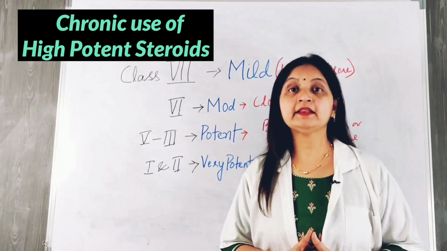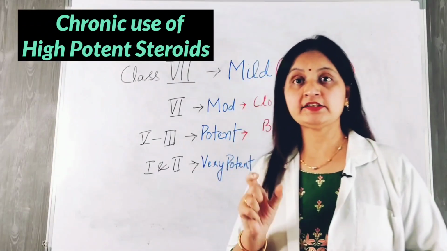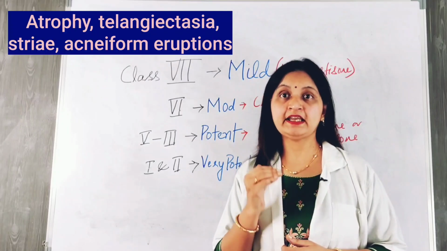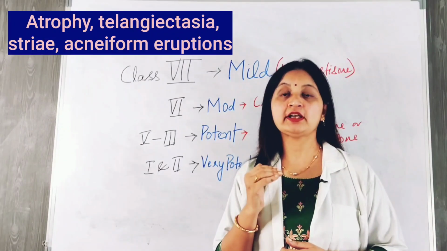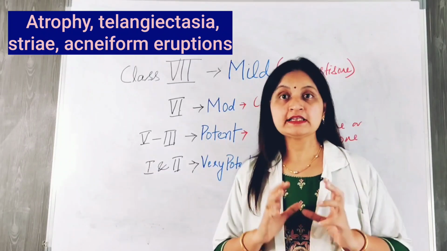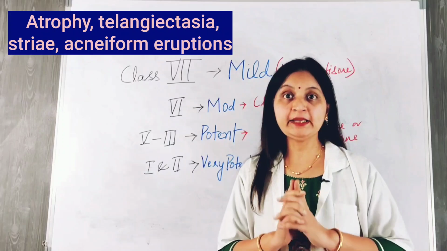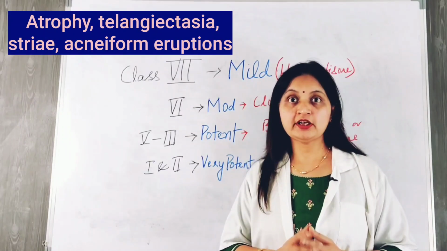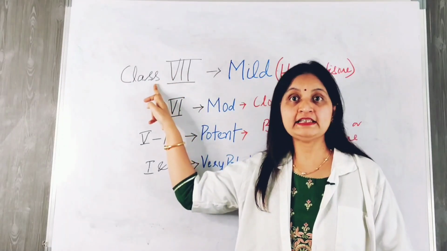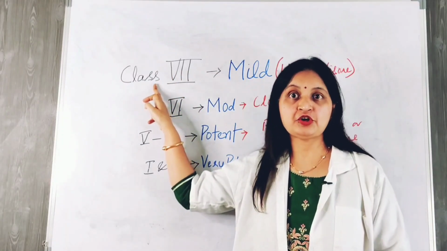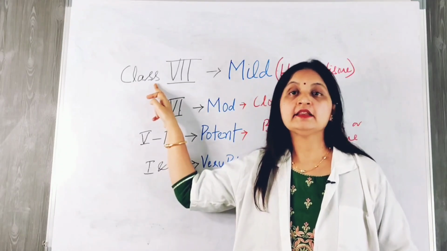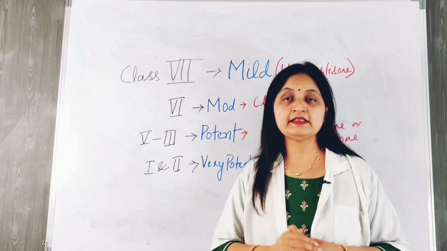Also, it is to be kept in mind that class 1 steroids are highly potent steroids, and chronic use of class 1 steroids can cause thinning of the skin, atrophy, stria formation, telangiectasia, eruptions. So these are some of the side effects of chronic use of highly potent steroids. So the practitioner should be familiar with at least one steroid belonging to each class in order to facilitate appropriate selection of the steroid for a given skin disease, and also to minimize the risk of side effects that are associated with the use of topical steroids.